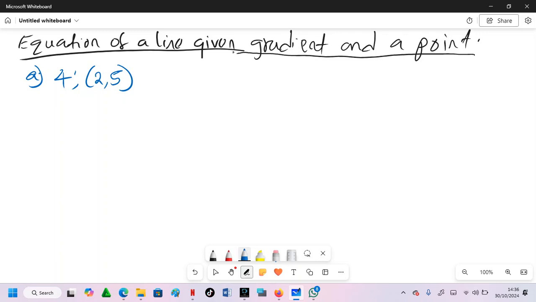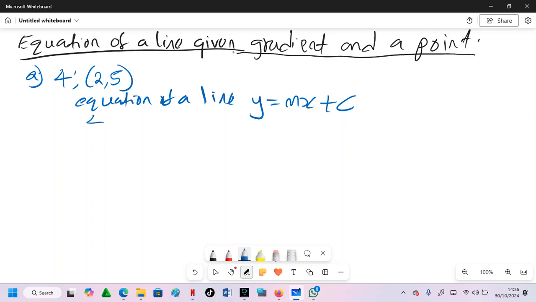We know that the equation of a line is written in the form y = mx + c. Right? So what do you do? What you do is that you'll have an imaginary second point. Say the gradient is 4, and one of the points is (2, 5). So you introduce an imaginary point, and of course, any point contains x and y.